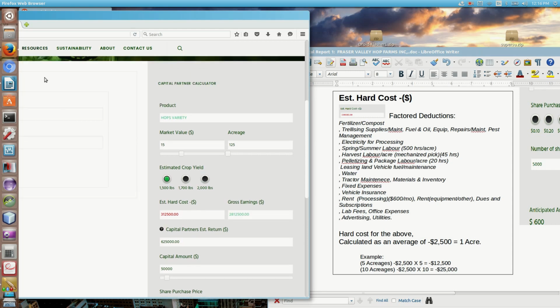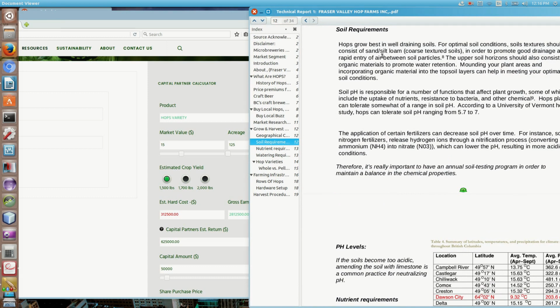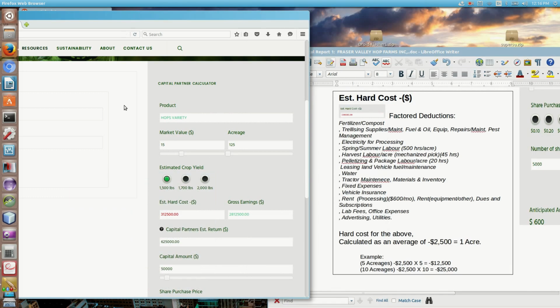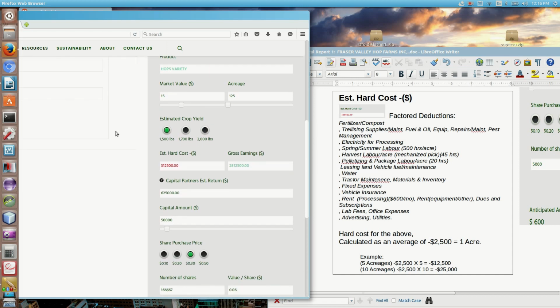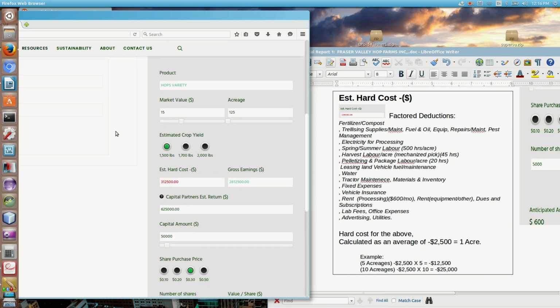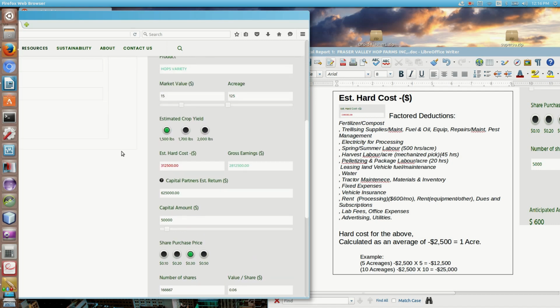So this tutorial is just going to be specifically on the calculator. Now, at this point, you should have signed the non-disclosure, non-compete agreement, and taken a look at the business plan. We also have a technical plan that goes through what the soil requirements are, the history of hops, the craft beer industry, and a whole bunch of stuff, but we're not going to go into that today. Today is just going to be a super short video on exactly how the new functional anticipated return calculator works and how we came up to these numbers. So without further ado, let's jump into it.